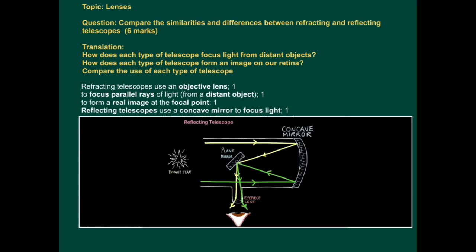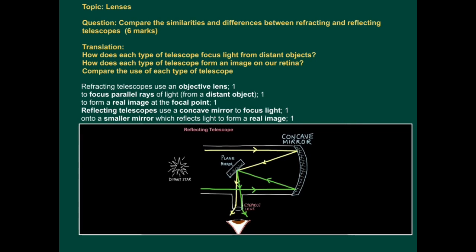That's how they work. Reflecting telescopes use a concave mirror, so you can see that here, to focus light. So not an objective lens, a concave mirror. You could also call the objective lens a convex lens or converging lens. So this concave mirror will focus light onto a smaller mirror, which you can see here, which reflects light to form the real image over here.